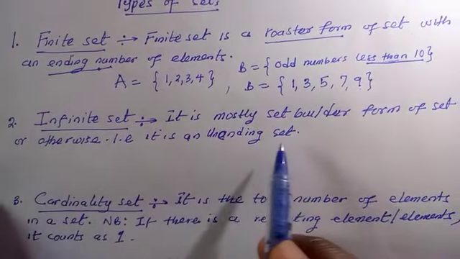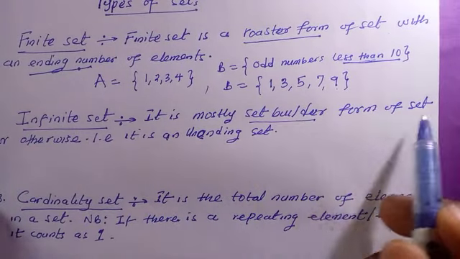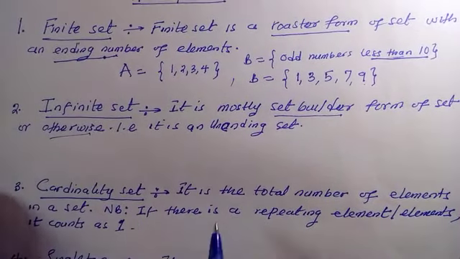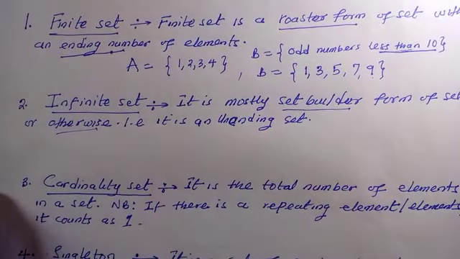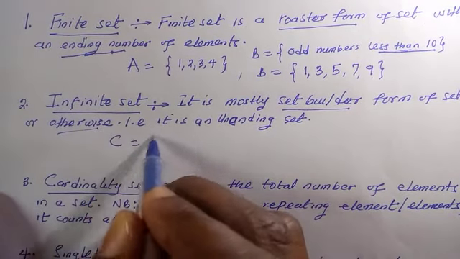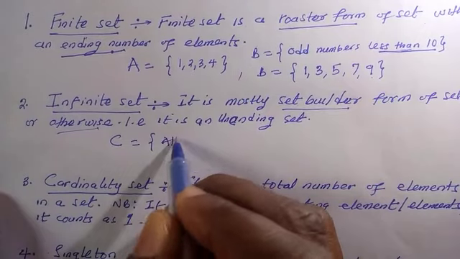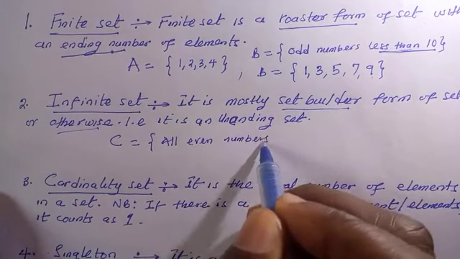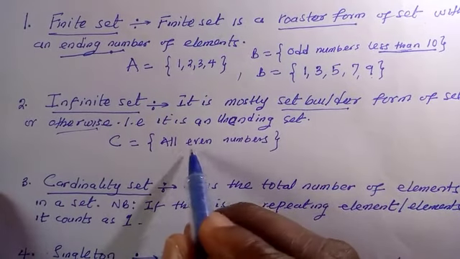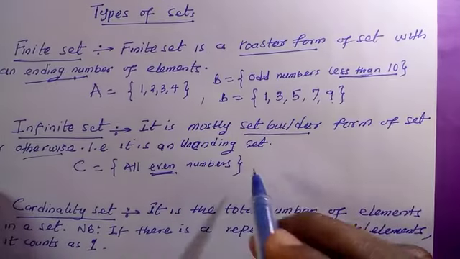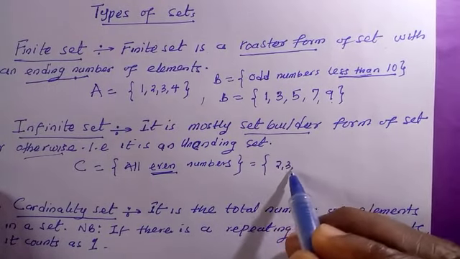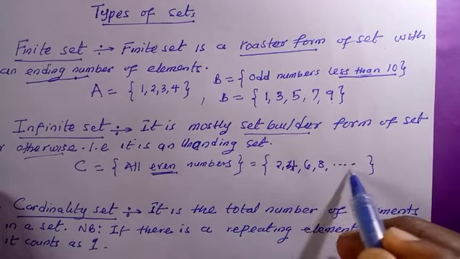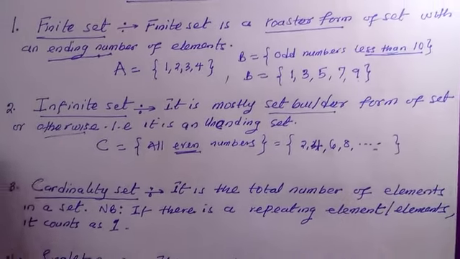If that is clear, let's see the second one, which is the infinite set. It is the opposite of the finite set: when the first one has an ending, the second one does not. It is also mostly in set builder form, or otherwise. Let's say we have set C equals all even numbers. Even numbers are numbers that are divisible by 2, so all even numbers have no ending: 2, 4, 6, 8, and so on. You cannot see the last number, so that is an infinite set.